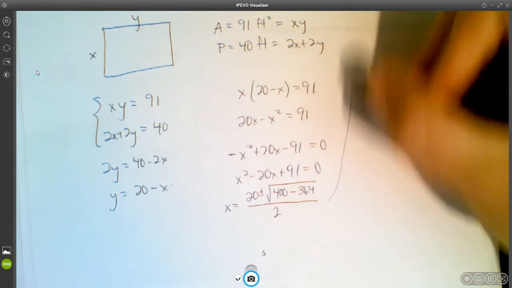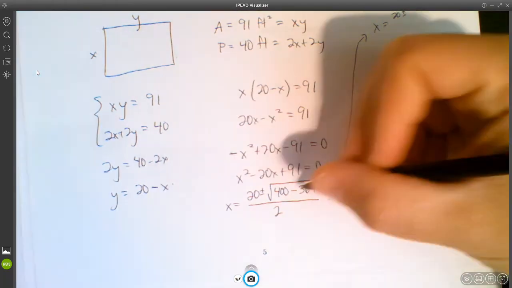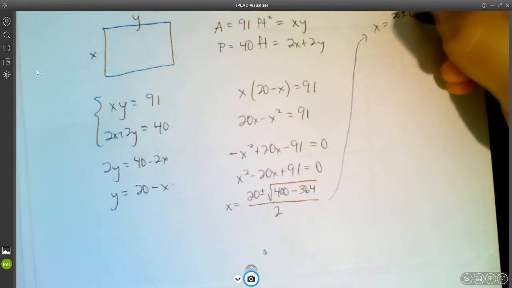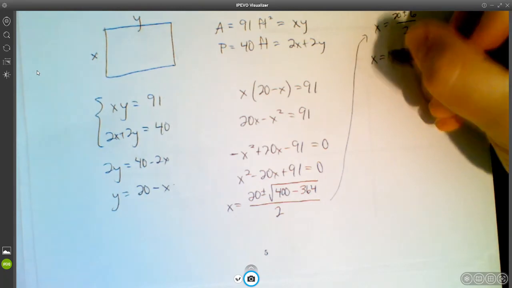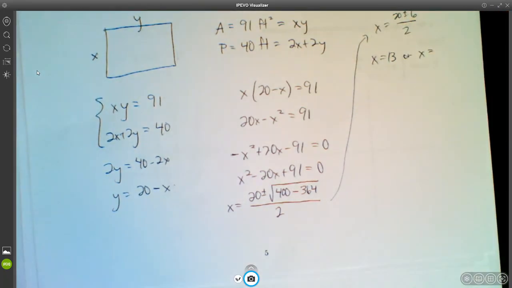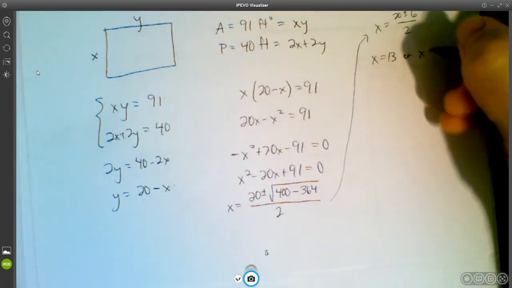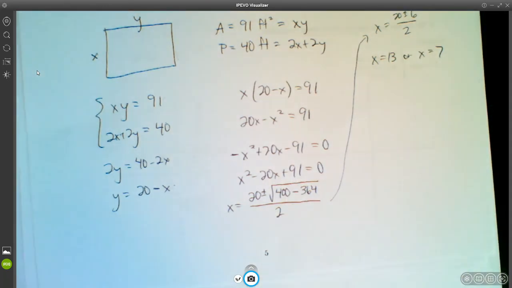So I'm going to get x is 20 plus or minus... This is 36, right? The square root of 36 is 6, divided by 2. 20 plus 6 is 26, divided by 2 is 13. So x is 13, or x is 20 minus 6, which is 14, divided by 2 is 7. That's interesting. So 7 times 13 is 91, huh?